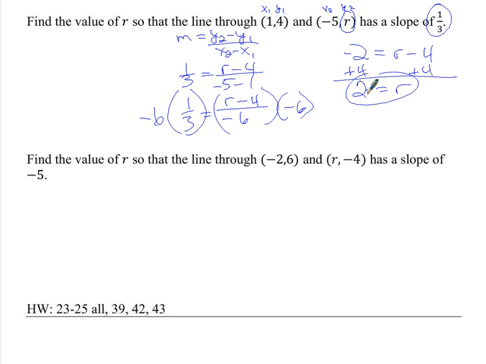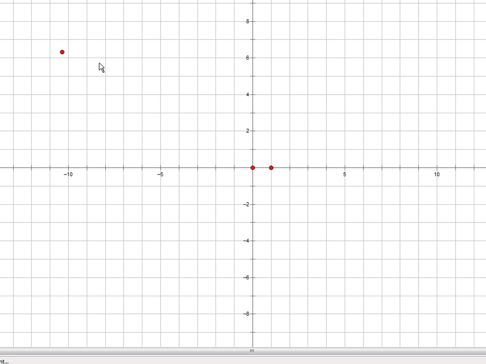Okay? Let's check that to see if it worked. Okay, what were my 2 points? (1, 4), so right there. And what was my other point? (-5, 2). We found 2. So I go to (-5, 2) right there. Okay? Now I want to calculate the slope. And we want the slope to be what?